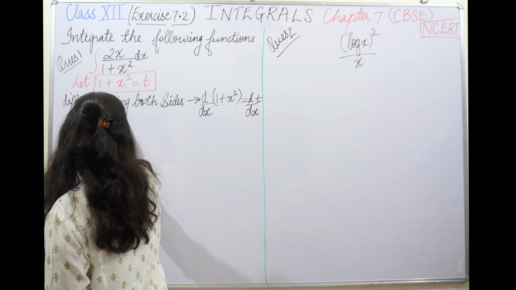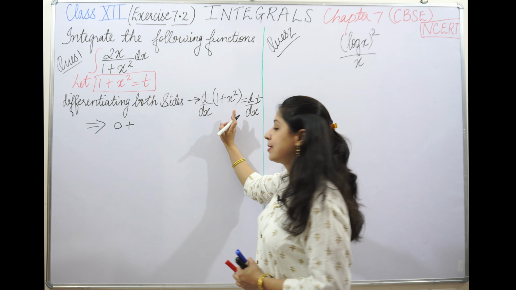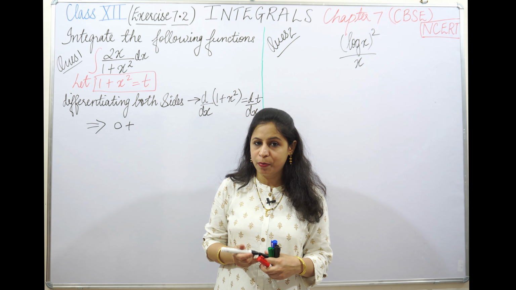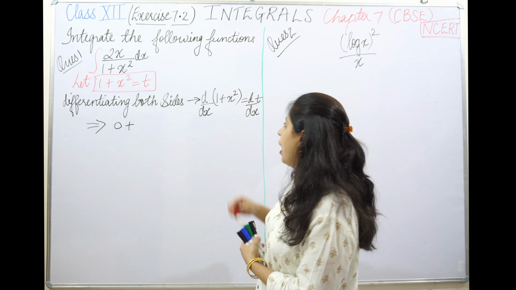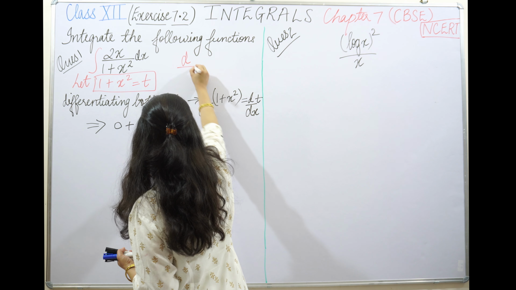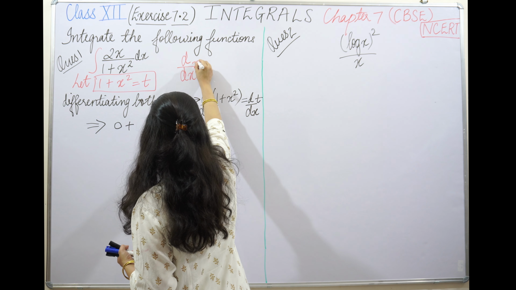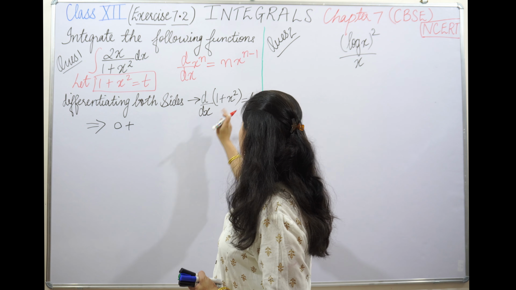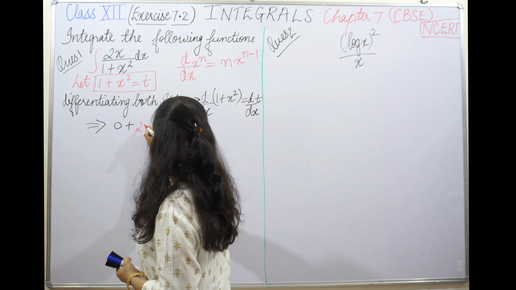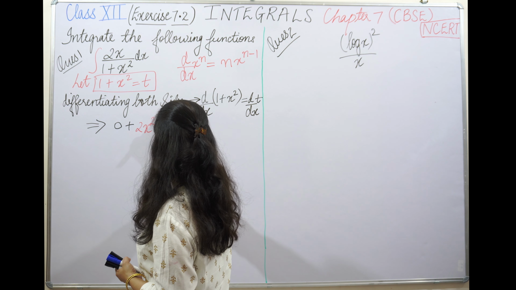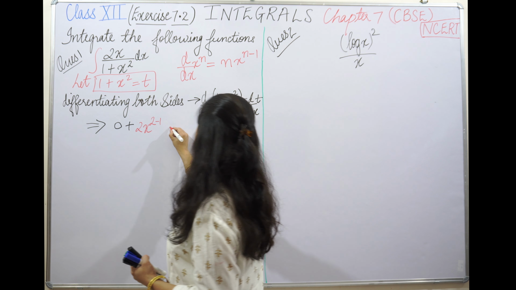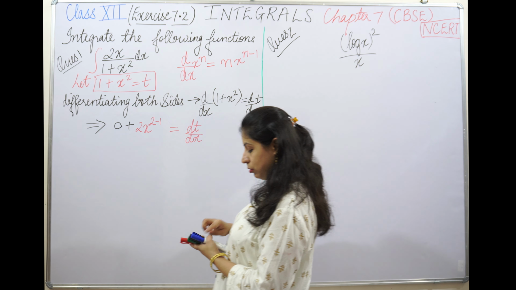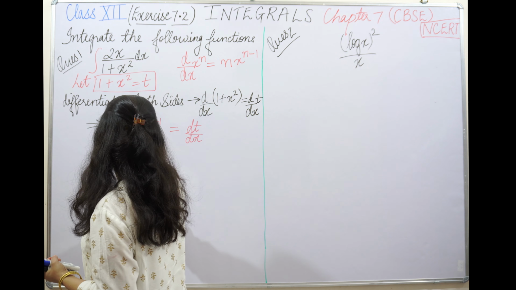Straight away we can write 0 plus the derivative of x square, where x to the power n, when differentiated, gives n x to the power n minus 1. I am writing this just to recall: the derivative of x to the power n is n x to the power n minus 1. So here we are having 2, so 2x to the power 2 minus 1. And here already we are having dt over dx. Now here it is 2x.